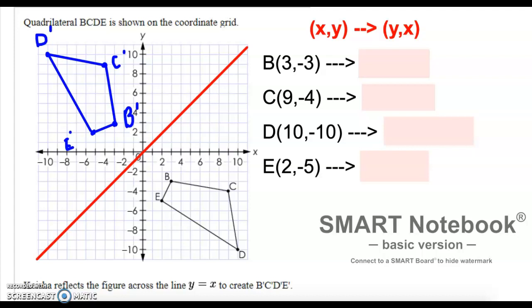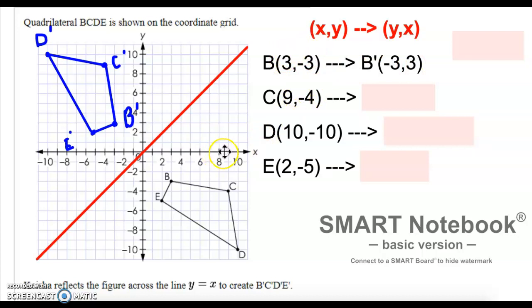Any ordered pair (x, y) is transformed into (y, x), which means if we take B, the original coordinates of point B are (3, -3). When we reflect point B over the line y equals x, our rule tells us that the coordinates of B prime would be (-3, 3). We're switching the x value and the y value.